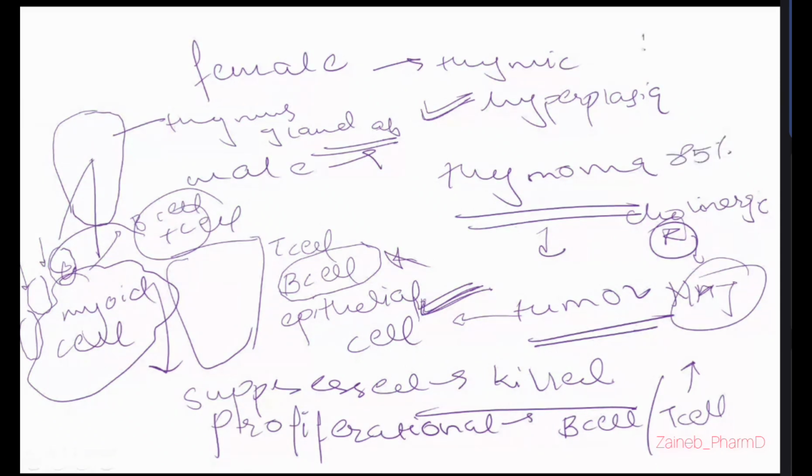In the remaining 15% of patients, it is the same, except that there is a MuSK protein which is present in the postsynaptic membrane. The antibodies bind to this MuSK protein, and again the sarcolemma becomes deficient of acetylcholine receptors. It will stop the binding of the acetylcholine. So this is the pathophysiology.